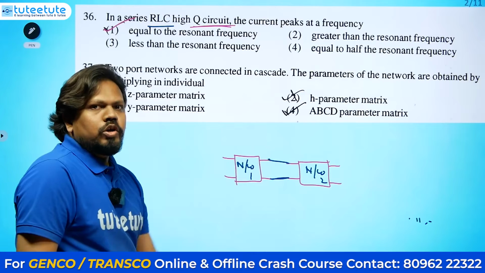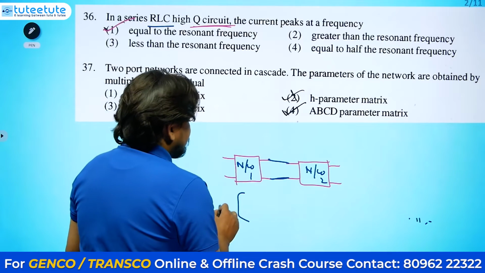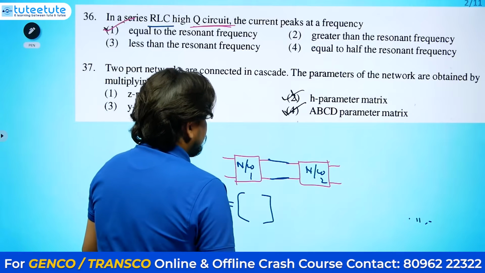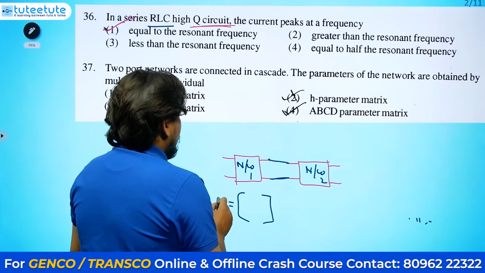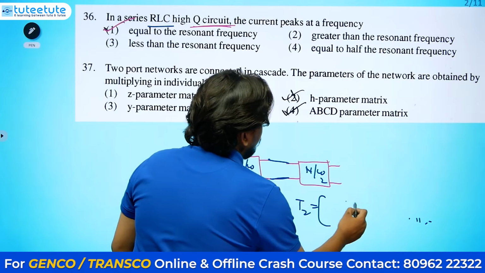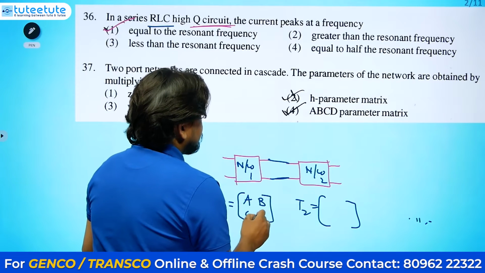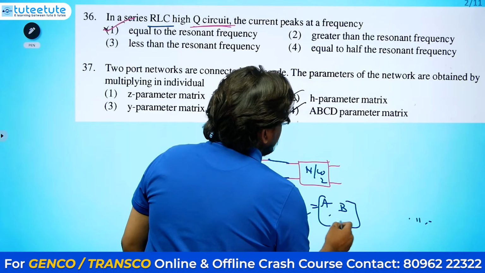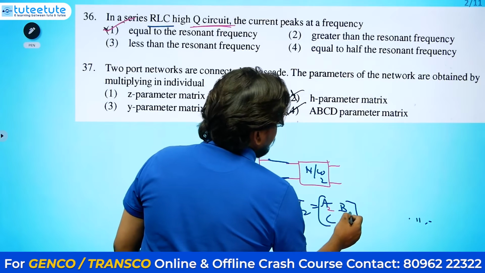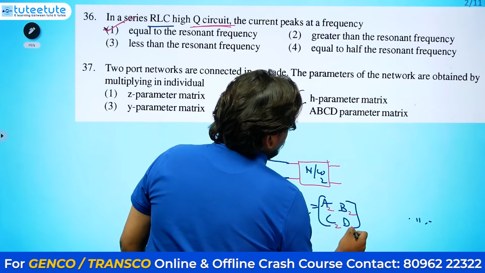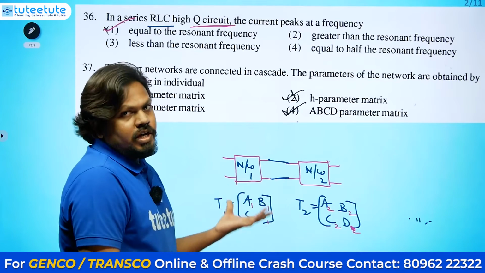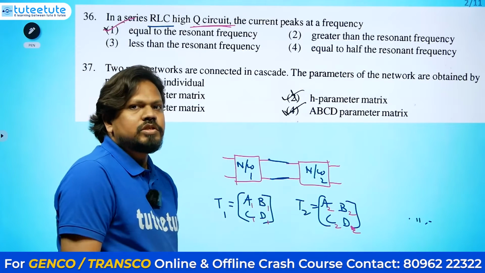So whenever two-port networks are connected like this, the ABCD parameters, or transmission line parameters, or T parameters, of this one and this one, both are A, B, C, D. This is for the first one, A1, B1, C1, D1. This is for the second one, A2, B2, C2, and D2. So these are the two different matrices, each with its own ABCD parameters.